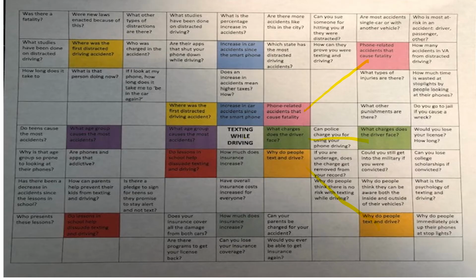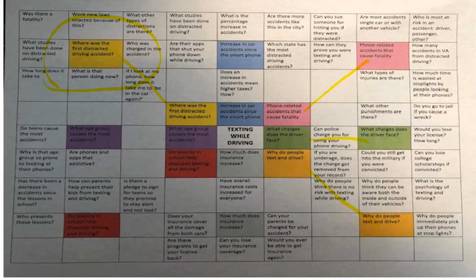It's okay to leave a few blanks because as you conduct your actual research, you will usually end up having even more questions. Let's take a look at one piece of the diagram. In the yellow rectangle, my initial question was, where was the first distracted driving accident? And then I brainstormed questions related to that question around the yellow box.